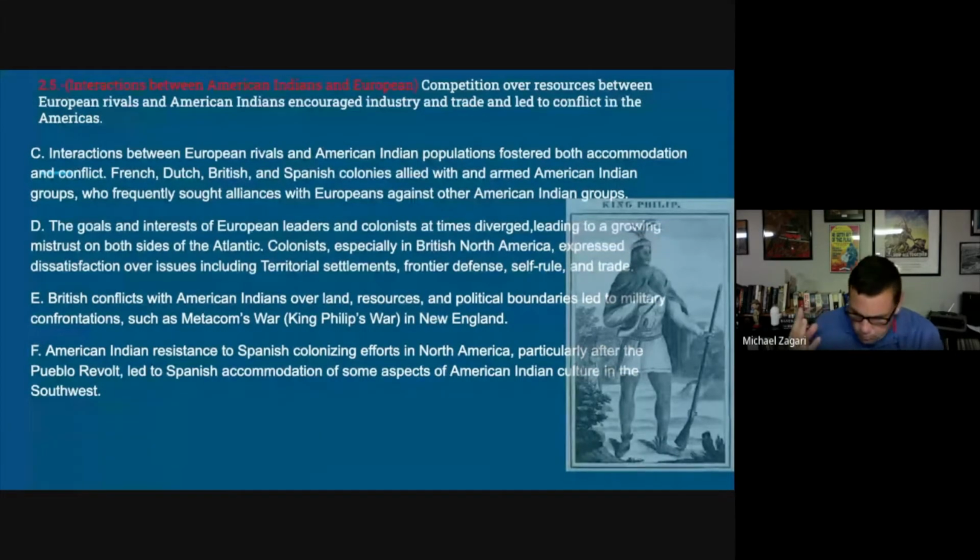And what you're going to see here is that there's going to be some pushback from American Indian groups. We're going to see Metacom's War, or what they called King Philip's War, where various American Indian groups in New England are going to push to fight back against encroachment of white Americans.